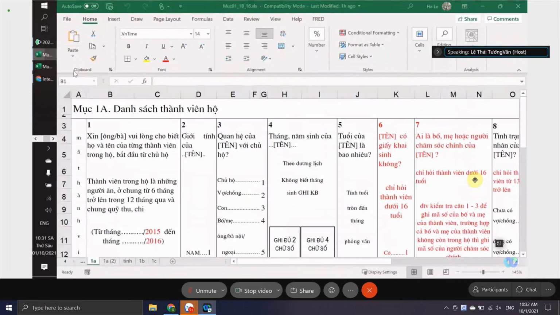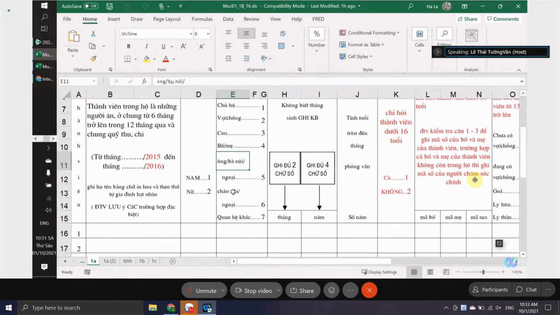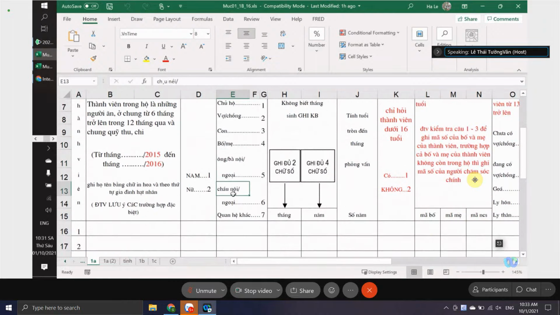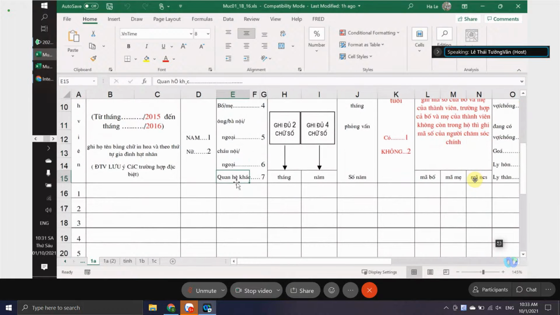So if you have a look here, it will give you the information about the relationship with the household head. It should be household head, a wife or a husband, children, parent, grandparents, maybe grandchildren, and in this case it's number 7. It is something that is not recorded here. So this is in that case.